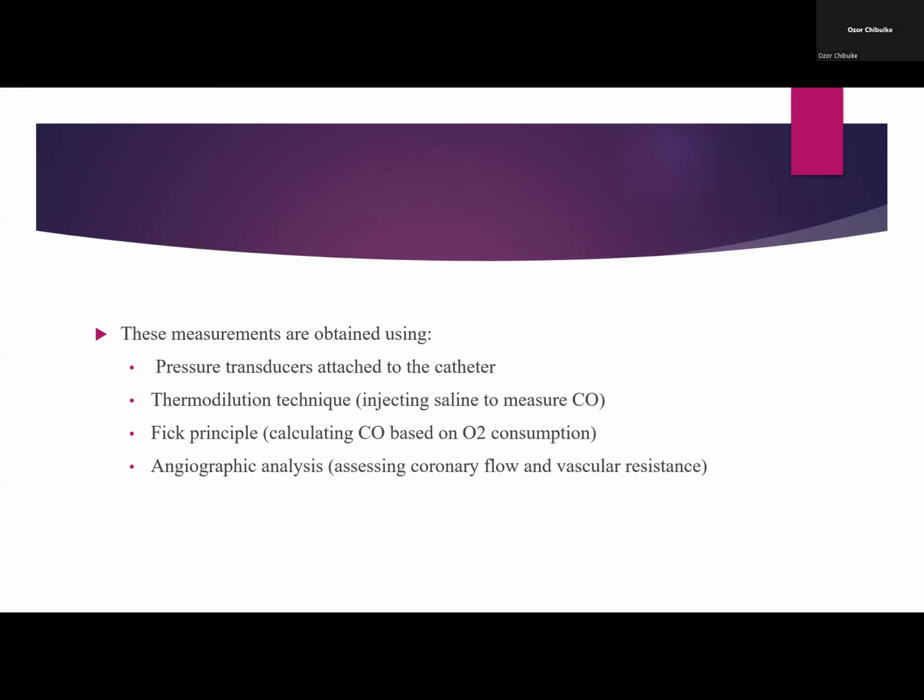So these measurements are usually obtained using pressure transducers that are attached to the catheter, and then also using the thermodilution techniques, which involves injecting saline to measure cardiac output. We also have the Fick principle, which helps calculate cardiac output based on oxygen consumption, and then angiographic analysis as well, which is how we assess coronary flow and then vascular resistance as well.